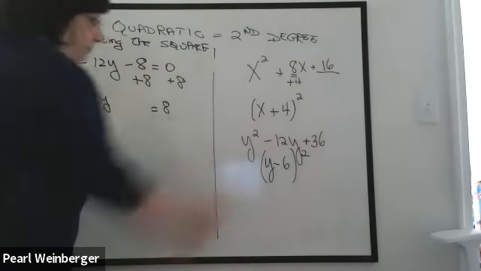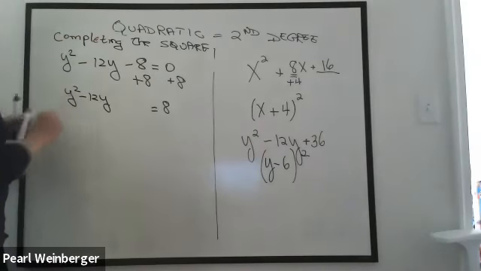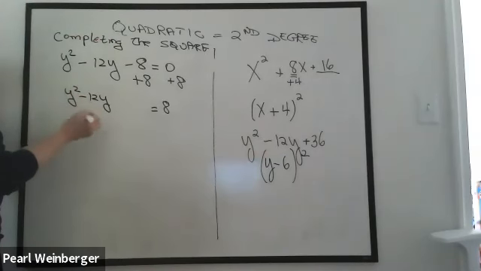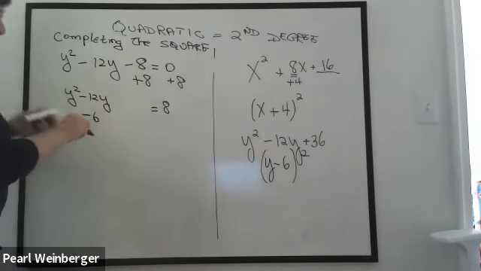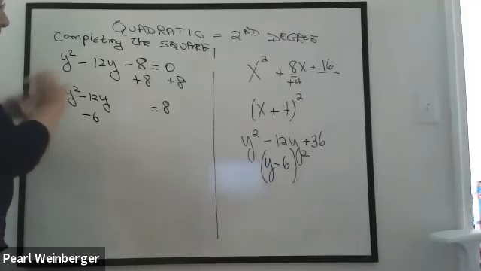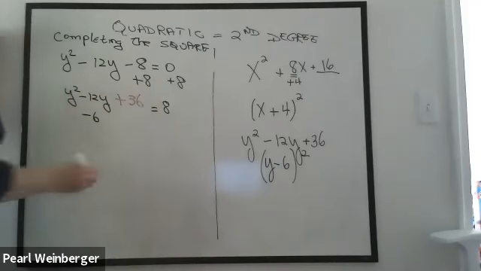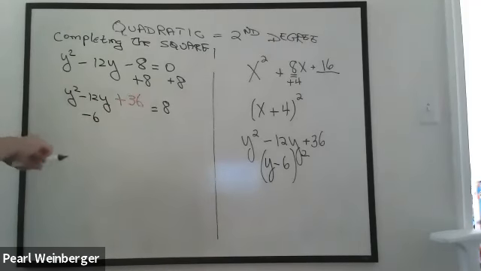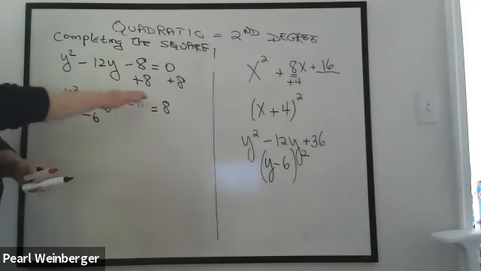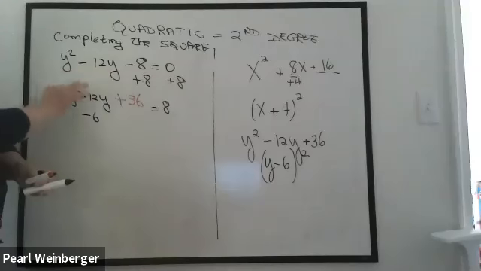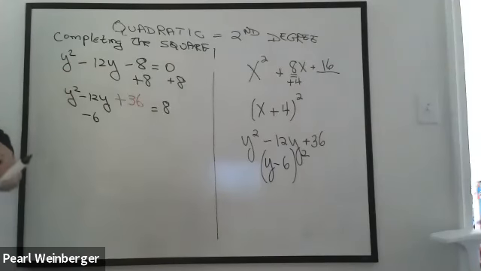Actually, we did that one over here. Remember, in order to complete the square, we divided this number by 2. The negative 12 divided by 2 gave us negative 6. And I squared it. Negative 6 times negative 6 gives me plus 36. 36 is what completes this binomial to make it into a perfect square trinomial.